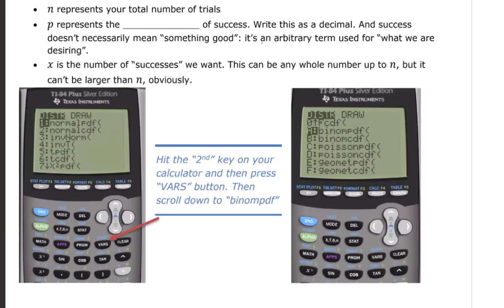But all you're going to need for your calculator is, when you go to it, you have to put n in first, which is your number of trials. Then you put p, which is the probability of success. And last, you tell it how many successes you actually want. That can be any whole number up to the number of trials. You'll see it on your calculator when you press second, vars, and then it's A under that. Binom PDF is what we'll be using.